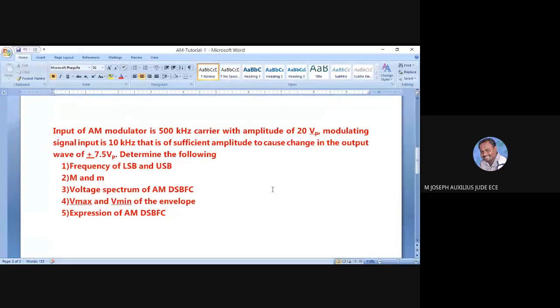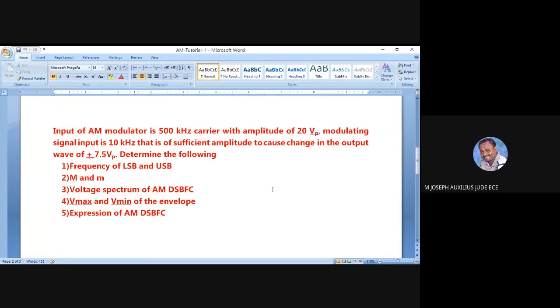Number one, you have to determine the frequency of the lower sideband and upper sideband, okay, and you are also asked to find out the modulation coefficient, modulation index, and you have to also draw the voltage spectrum of AM double sideband full carrier, and you also have to find out the V max and V minimum of the envelope, okay, and finally you have to write the expression of AM double sideband full carrier with this derived equation. So let us start our proceedings.